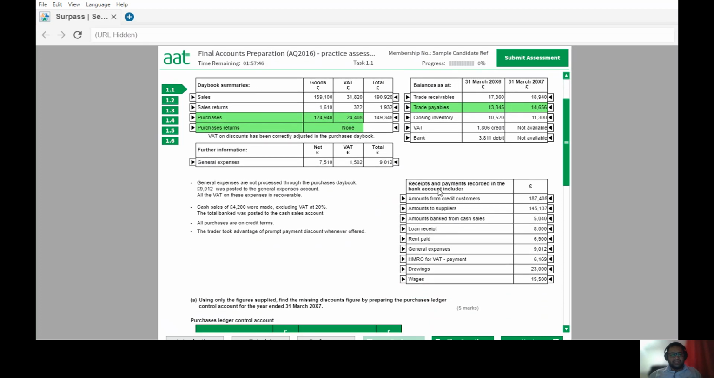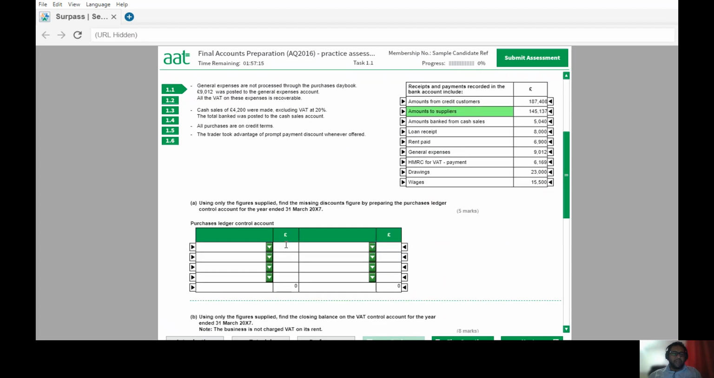Then, is there anything else from this bit? In this bit, if you look at it, it's the payments and receipts recorded in the bank account, the cash book side of it. So if you look at that now, amounts from credit customers are not necessary. Why? They're for the sales ledger control account. Amounts paid to suppliers are definitely going to be in the purchase ledger control account. Do we have anything else we need to keep an eye on? No, everything else has nothing to do with my suppliers or the purchase ledger control account.